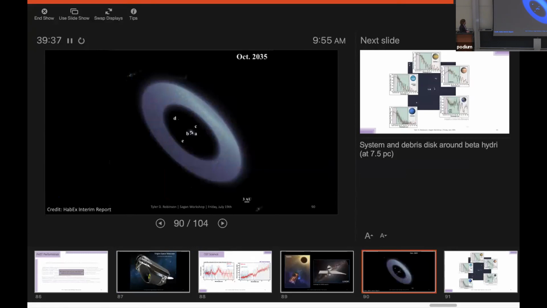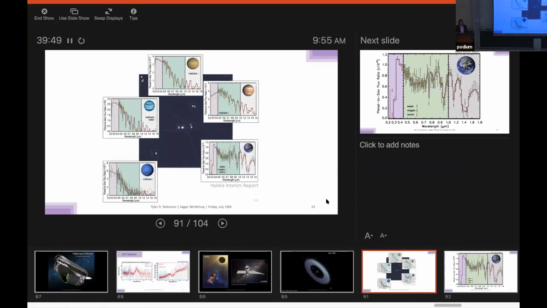This is from the HABEX interim report, an image of a planetary system that HABEX might hope to obtain. Several planets in the inner system here, and then a debris disk external to those. And then for each of those, you would have a spectrum, so you could say something about its atmosphere. This would take about a week of observation time with HABEX, and would take between 20 and 150 times less observation integration time for LUVOIR, depending on the primary size.